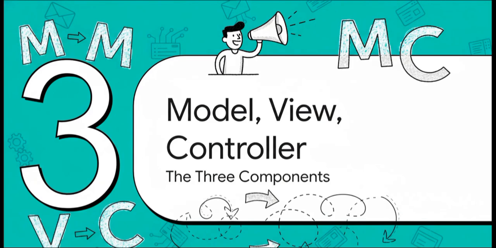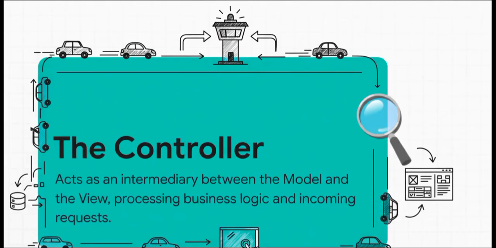Okay, so let's actually break down those three letters, M, V, and C. Each one has a very specific job to do. We're going to start with the C, the component that's kind of like the director of the whole show, the controller. The controller is basically the traffic cop of the application. When you click a button or load a page, your request goes straight to the controller first. Now, it doesn't touch the data directly and it doesn't draw anything on the screen. It just orchestrates the entire process.